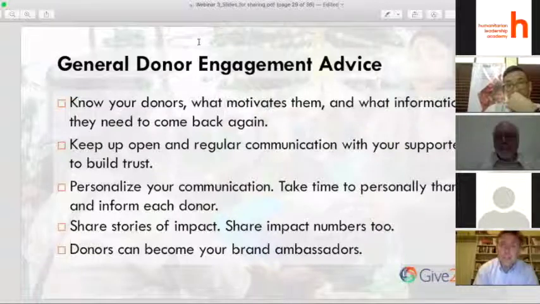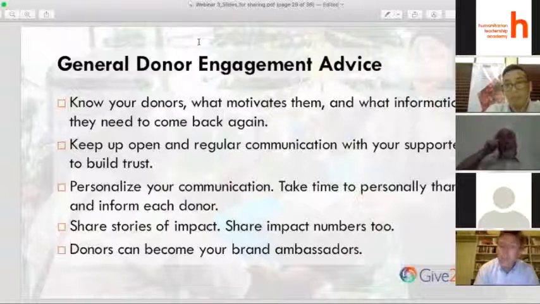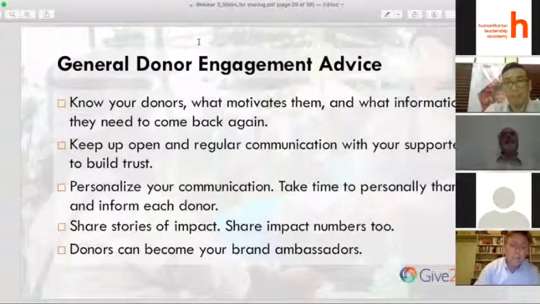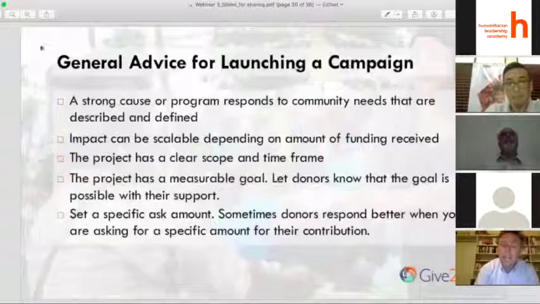As Dr. Batten said, stewarding your existing donors and building trust there is probably the most important thing you can do. Personalize your communication, take time to personally thank and inform each donor, and share stories of impact, but also share impact numbers. And then my last slide is just some general advice for launching a campaign.